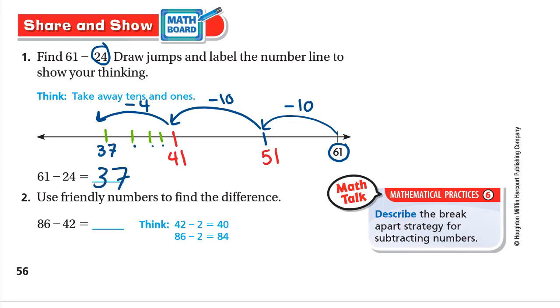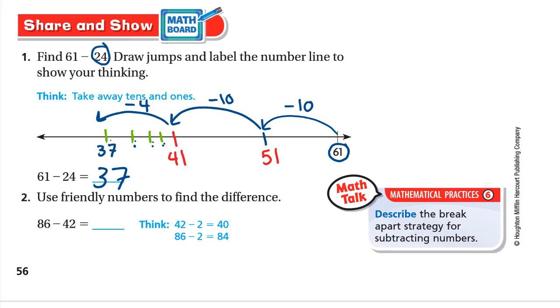Okay guys, so we started with the 61 and we subtracted the 24 by 3 jumps. So minus 10, then minus 10, so it means we subtracted 20, so we have 41. Now from 41 we still need to subtract 4, so we'll count backwards 4. So I did 4 dash here, it means we'll subtract 4. So before 41, 40, 39, 38, 37. So the answer is 37.